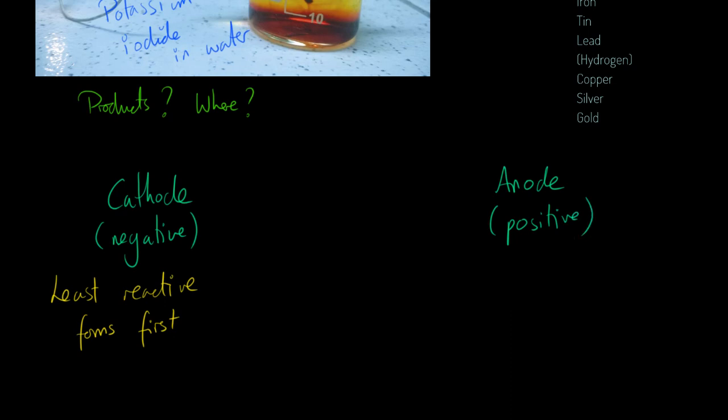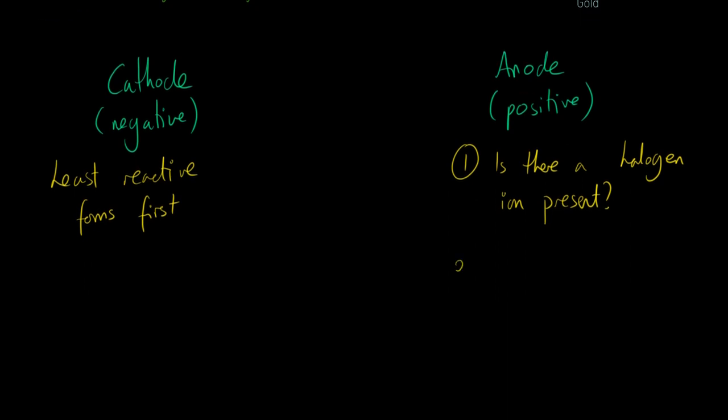The rules here are a little bit more complicated. Thing number one is: is there a halogen ion present? And if the answer is yes, then you make your halogen. If no, if there isn't a halogen, you produce oxygen gas.